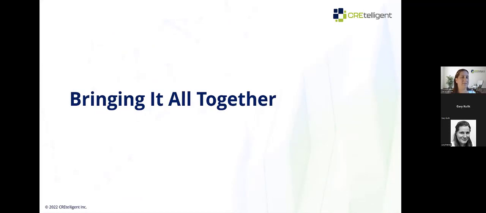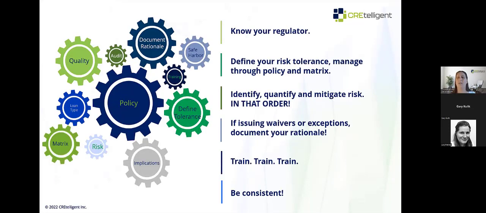Bring it all together. I've got 3 minutes. Okay, folks, know your regulator, know their expectations, define your risk tolerance and manage your program through your policy and your matrix. Identify, quantify, and mitigate your risk in that order. Remember, you don't just go to the doctor for surgery before you've gone through all the other steps that lead up to it.